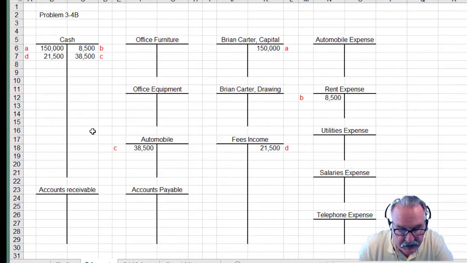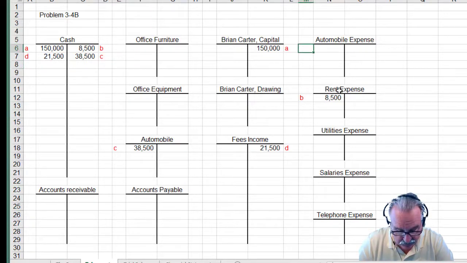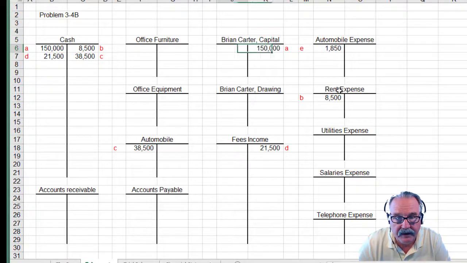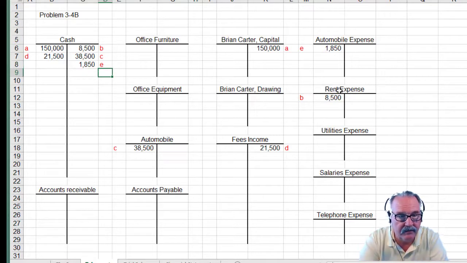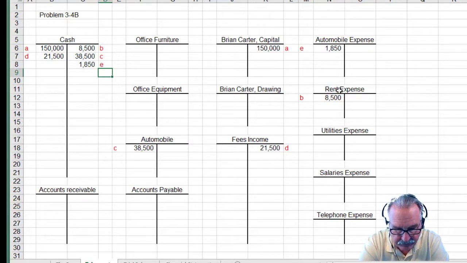Transaction E says paid $1,850 for automobile repairs. Paid always means cash is going down. Automobile repairs is going to go under automobile expense. This is transaction E. It's $1,850. Debit automobile expenses and credit cash, $1,850. Cash is going down. We paid for some repairs on the automobile.